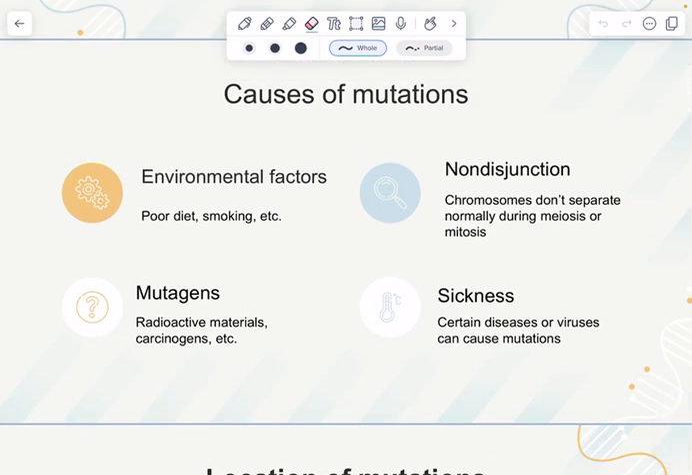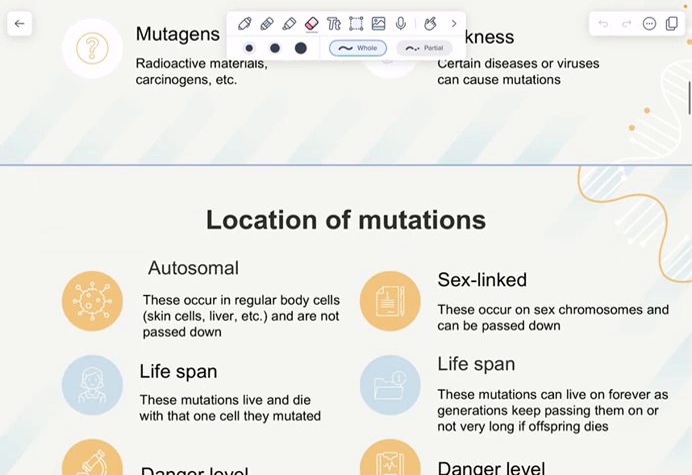It can be from environmental factors like poor diet, smoking, radiation, and mutagens. Non-disjunction is when chromosomes do not separate properly during meiosis or mitosis. That's how Down syndrome works, for example. You end up with an extra copy of chromosome 23, or you could be missing a chromosome altogether. And then certain diseases and viruses can also cause mutations in your body.